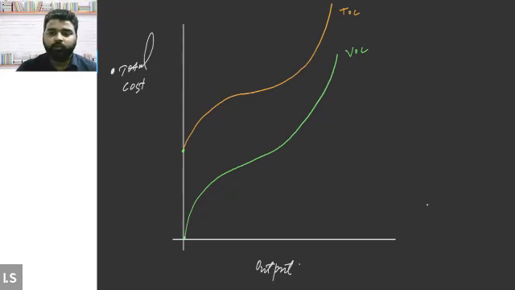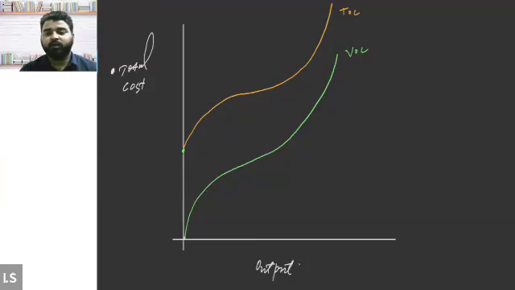Yes. Okay, so behavior wise both are same. Therefore the diagrammatic representation of both the curves will be exactly same. The only difference is that variable cost will always be lower than the total cost, and it will always start from the point of origin.